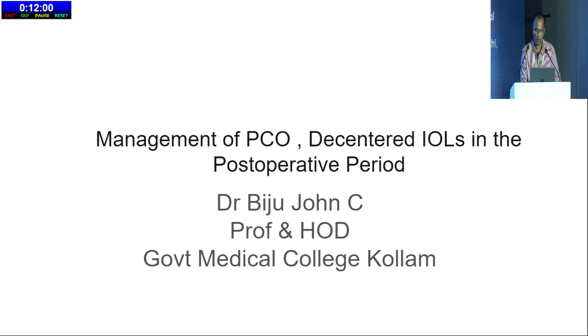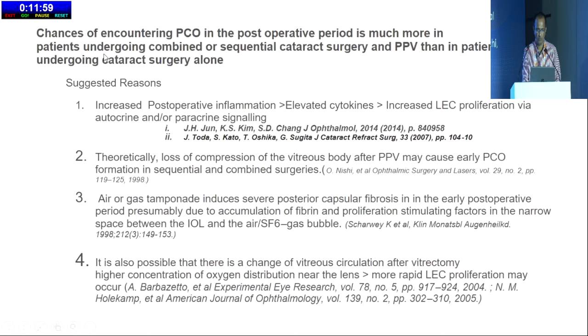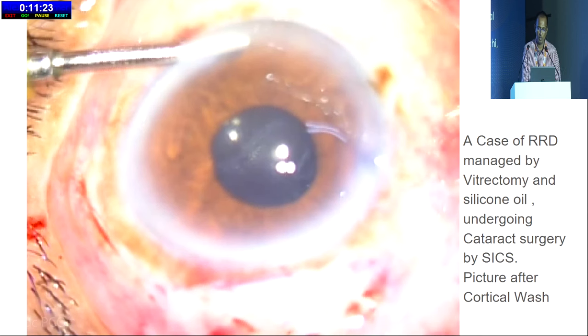So it's on management of PCO, then descended IOLs in the postoperative period. The chance of encountering a posterior capsular opacification in the postoperative period is much more in patients undergoing combined or sequential cataract surgery and vitrectomy than in patients undergoing cataract surgery alone. And there are a lot of reasons for that, including increased postoperative inflammation, loss of compression of the vitreous body, effect of the tamponade, and changes in oxygenation due to the changes in the vitreous dynamics. I'm not going through the details of all these things. So I just go through a few cases.